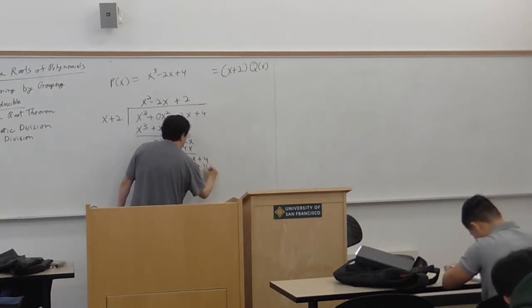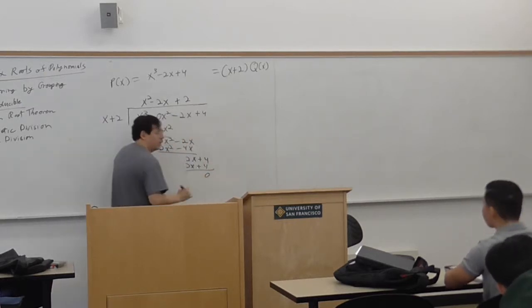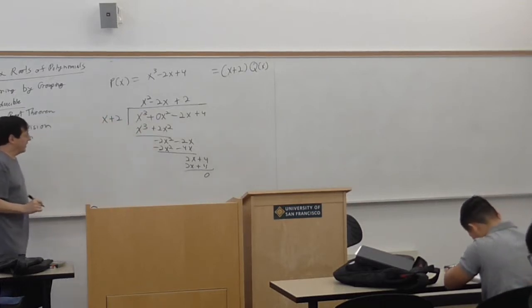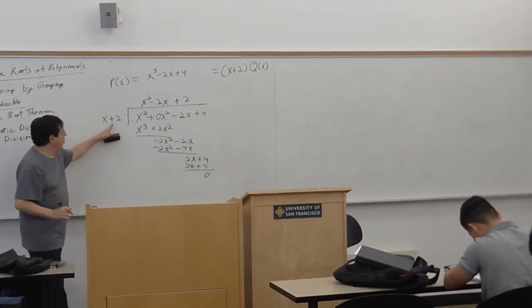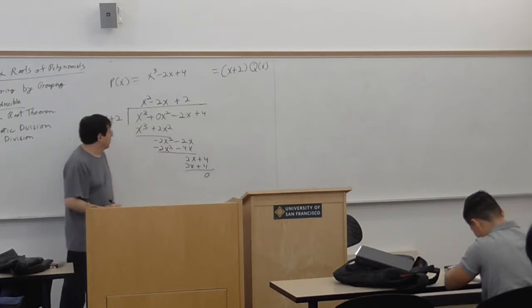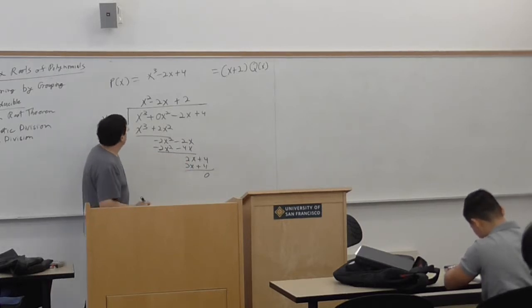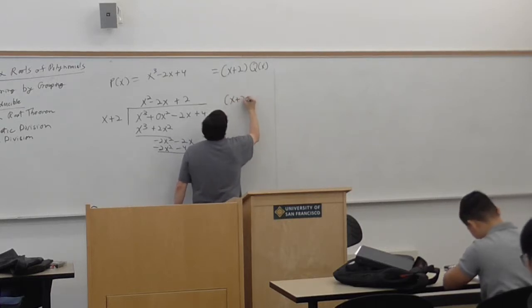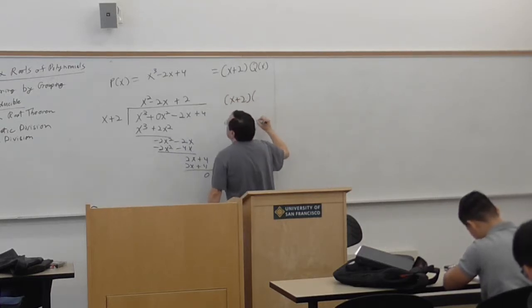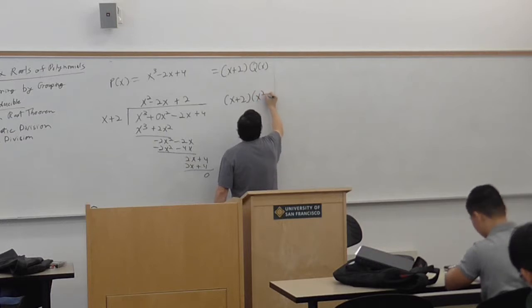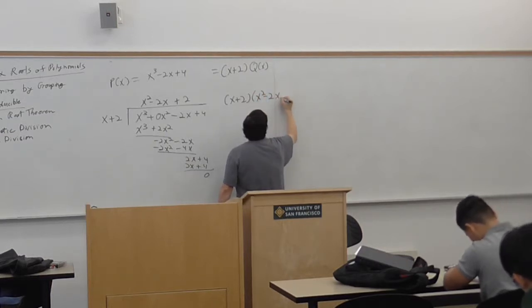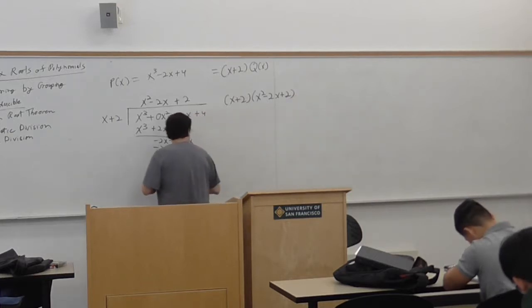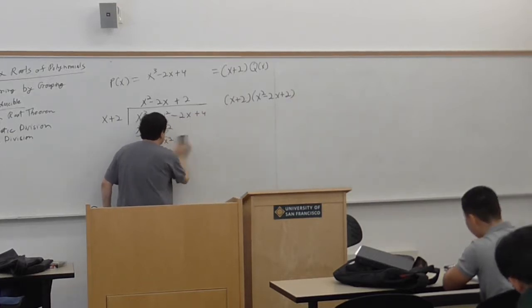2x plus 4. I get 0 remainder. I better. If I don't get 0 remainder, either this is wrong or I did something wrong. Okay, so now I know my polynomial is x plus 2 times x squared minus 2x plus 2. All right, let's get rid of this.